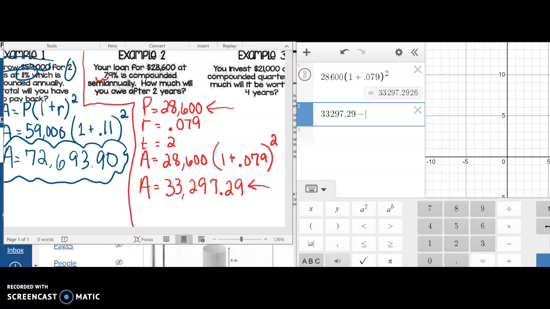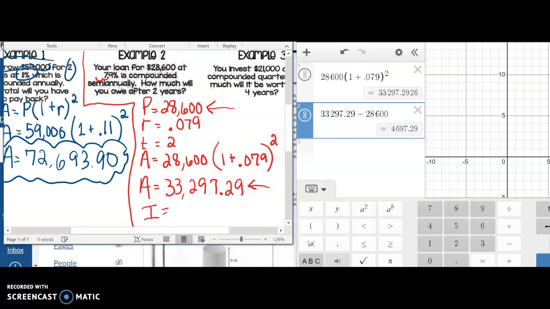No. So minus 28,600. That's too many zeros. So how much interest did we pay? Okay, so I took the total amount that I paid back minus the amount that I borrowed. And so I'm left with $4,697.29. This is how much interest I paid the bank. They made a bunch of money off my loan. Right?